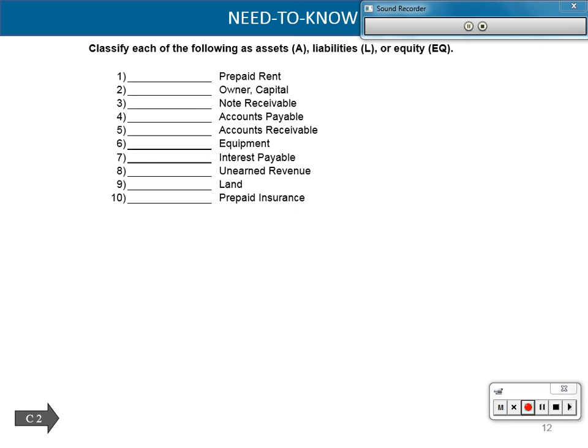Asset. Say it again. Asset, why? Because it's a receivable. Do not let receivable and payable throw you off. If it's a payable, it is a liability. If it is a receivable, it is what? Asset. Accounts payable, liability. Accounts receivable, asset. Equipment, asset. Interest payable, liability. Unearned revenue, liability. Land, asset. Prepaid insurance, asset. Good. Okay.